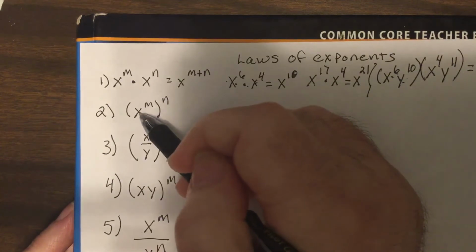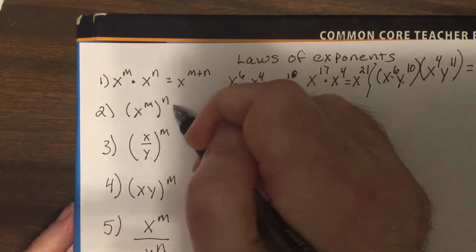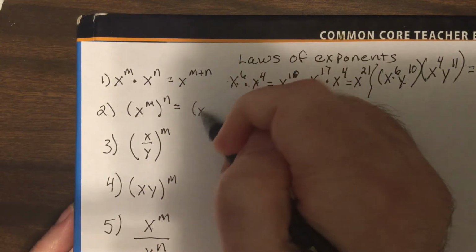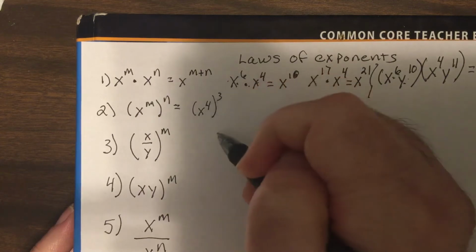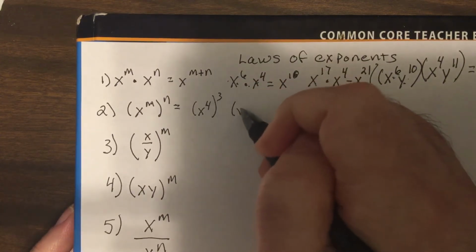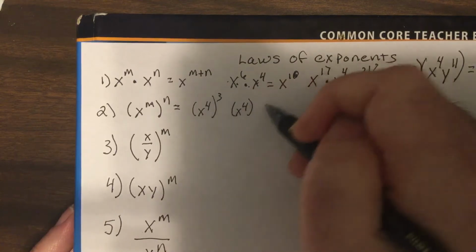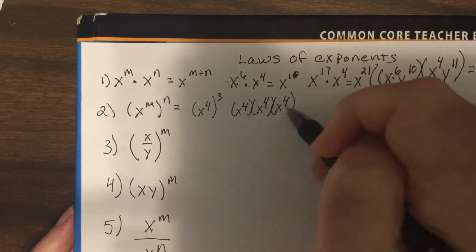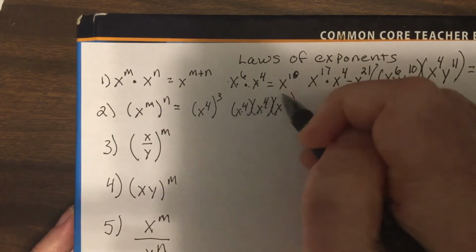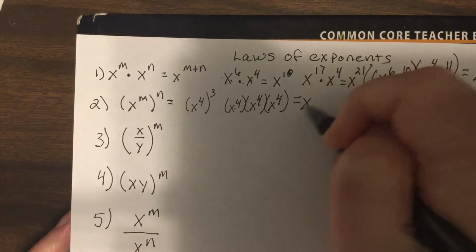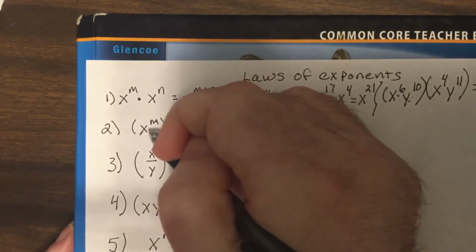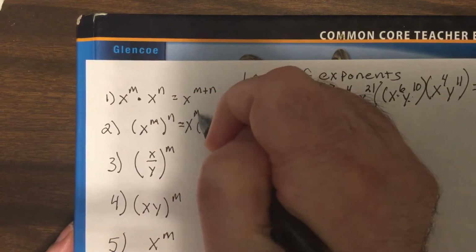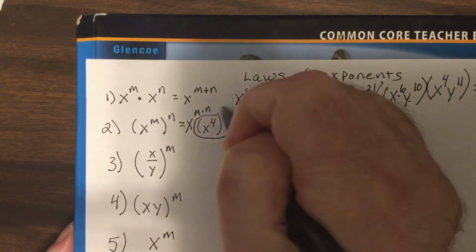Then if I have something raised to a power and I'm raising it to another power, well, that would be x to the 4th to the 3rd. Well, that means you have 3 of these multiplied together. That's what that means. You have 3 of them. Well, when you multiply things together, same variable, you add the powers. 4 plus 4 plus 4 is 12. So the rule is, when you have something to a power, then you raise it all to another power, you multiply the powers.